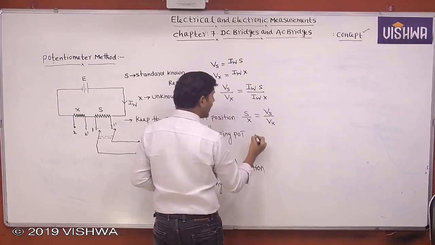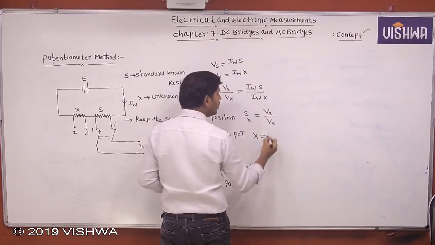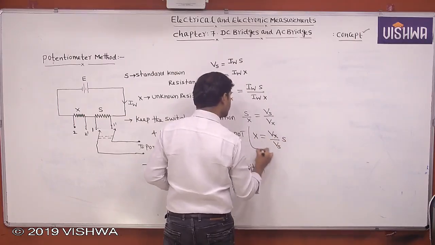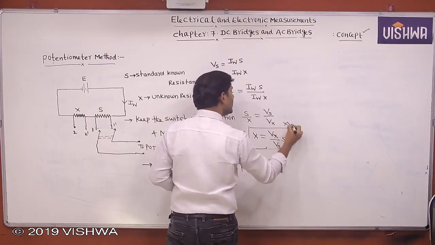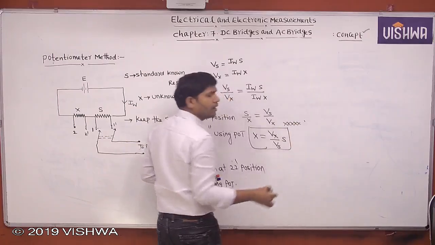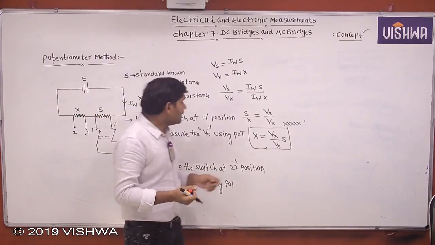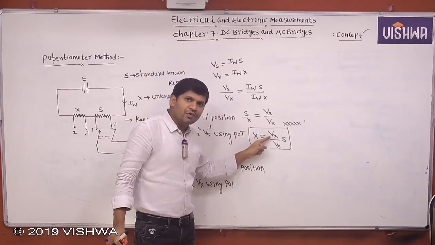But I want the X value. The unknown resistance X equals Vx by Vs into S. This is the measurement of an unknown low resistance by using a potentiometer. Yes, this Vx value is measured from the potentiometer.